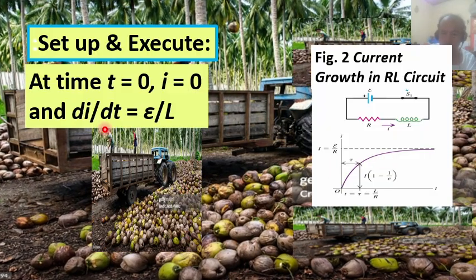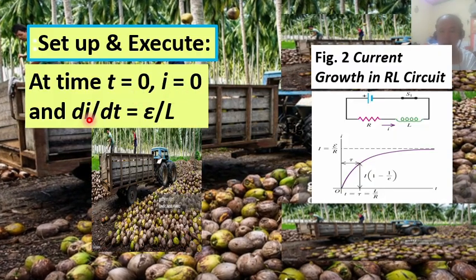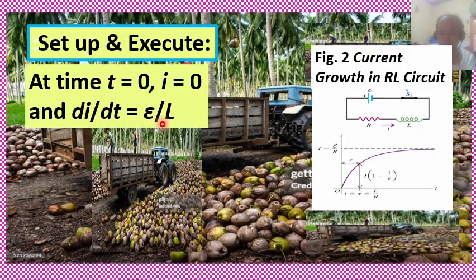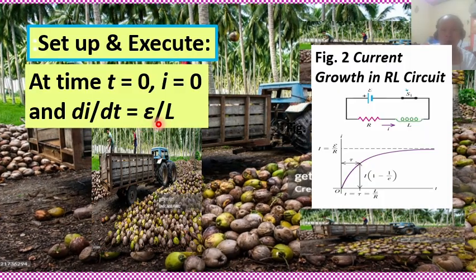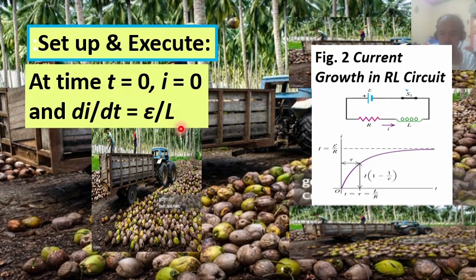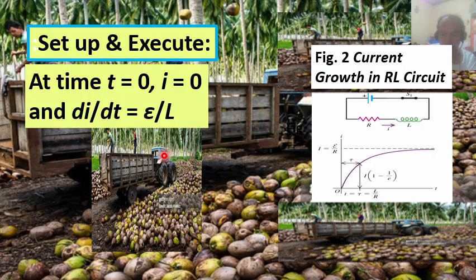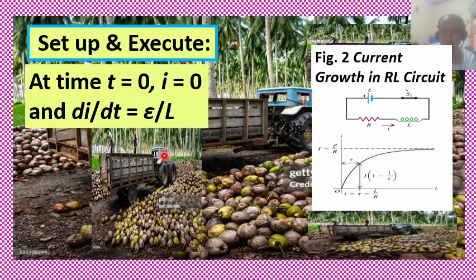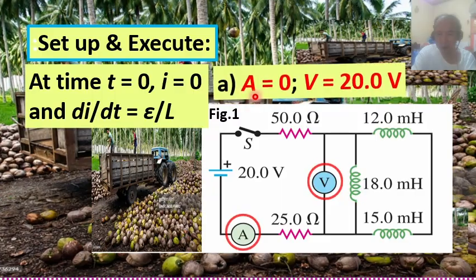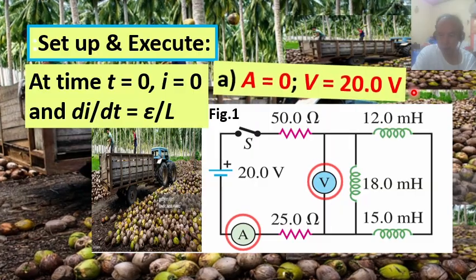So we emphasize that at time equals zero, the current I equals zero, and that the rate of increase in the current, di over dt, can be defined as the EMF, epsilon, divided by the inductance capital L. This brings us to our answers to the question in part A, where we say that the ammeter reading is equal to zero, while the voltmeter reading is equal to 20.0 volts.